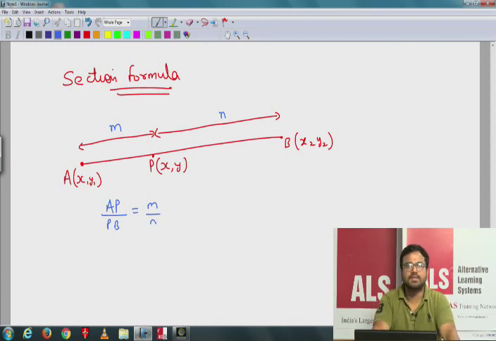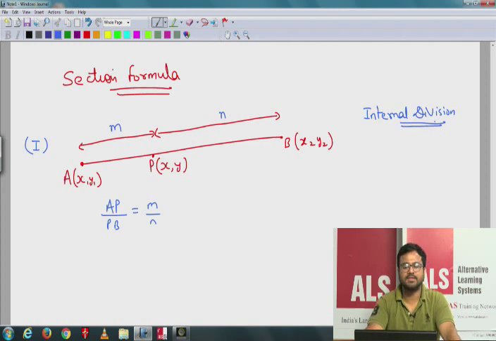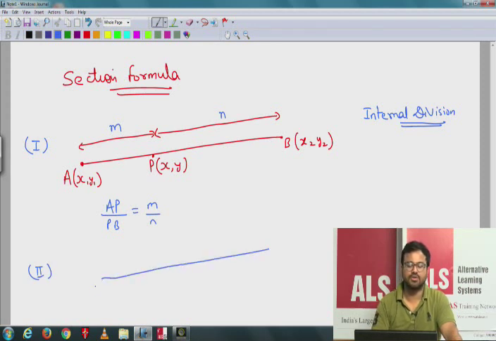Now there are two cases in this one. First case, when you can see that point P is lying inside A and B, between A and B. So this is called internal division. When the point P lies inside, that is called internal division. Since this is internal, the second case would be external division, in which the story goes like this.